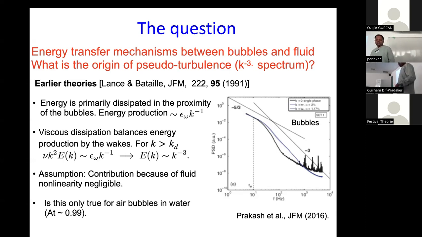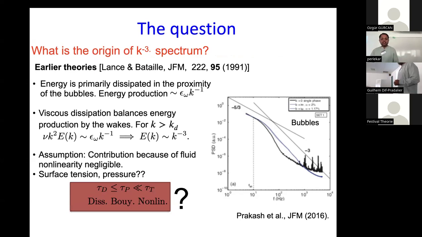Of course, then everyone said that the problem is very simple and the Lance and Bataille argument holds. But as a physicist, you should always ask what happened to surface tension? What happened to pressure fluctuations? This particular assumption that things are quickly dissipated always assumes that the time scale of dissipation is much smaller than the time scale of buoyancy production, which is much smaller than the time scale of nonlinear transfer. Is such a scale separation in time or space present? These were all the questions we were worried about.